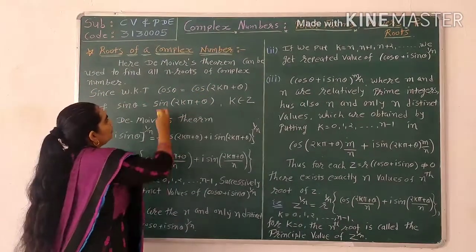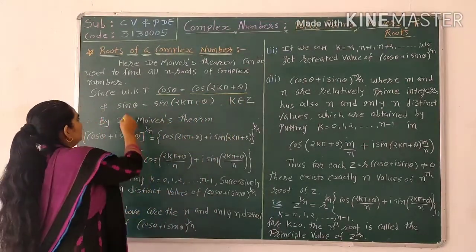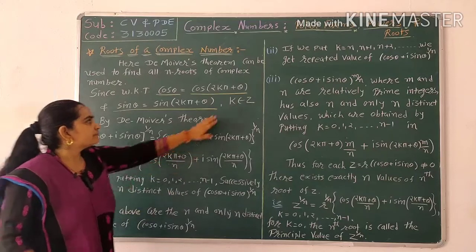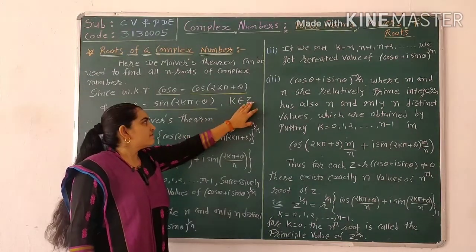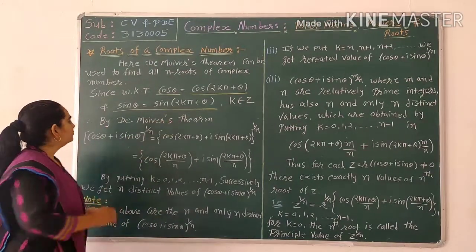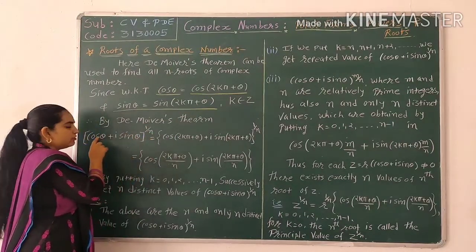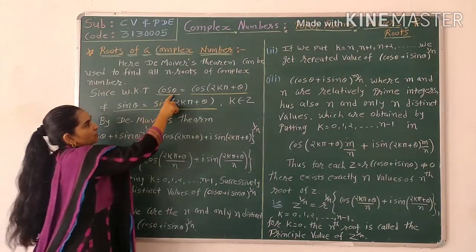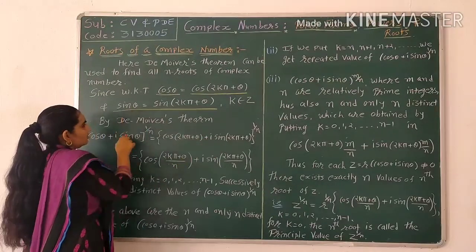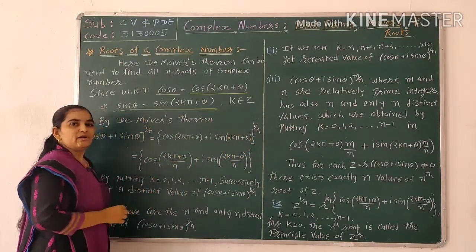Since we know that cos theta is equal to cos (2k pi plus theta) and sin theta is equal to sin (2k pi plus theta), where k belongs to Z, that means the set of all integers. Now, by De Moivre's theorem, (cos theta plus i sin theta) raised to 1 upon n is equal to, now we have to put the value of cos theta and sin theta, (cos (2k pi plus theta) plus i sin (2k pi plus theta)) whole raised to 1 upon n.